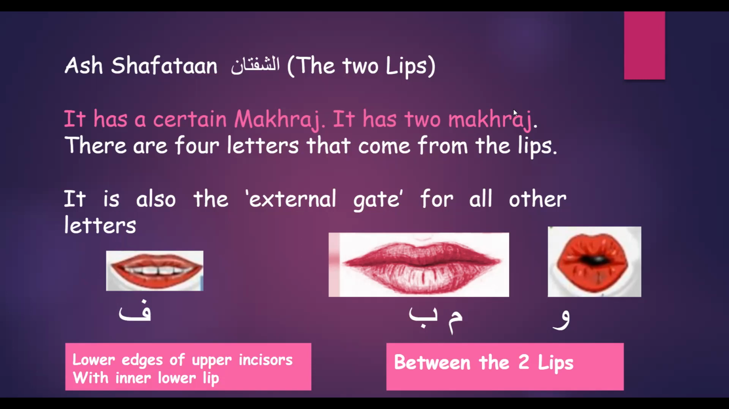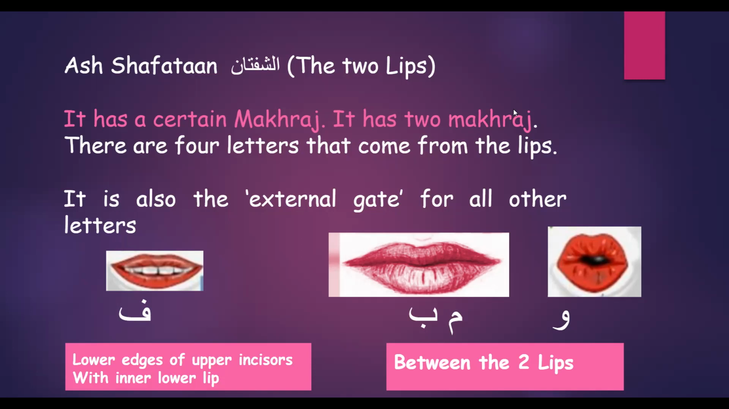We know that we have the 5 main Makhaarij, which are Al-Jawf, Al-Halq, Al-Lisan, and Ash-Shafataan is the 4th one, and then Al-Khayshoom. From Ash-Shafataan, since the letters are coming from the 2 lips, this is a Makhraj Muhaqqaq, meaning the letters can be pinpointed. We know exactly from that particular specific place where the letters are pronounced.